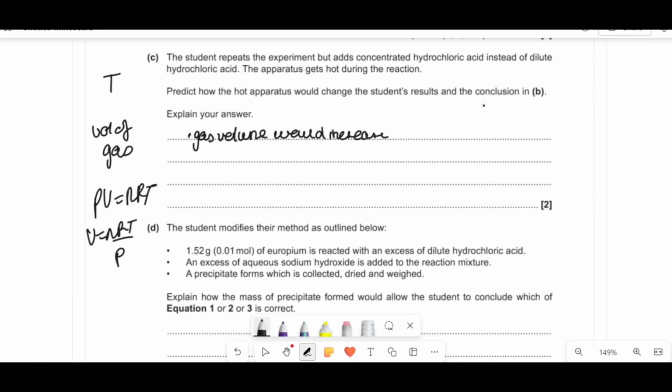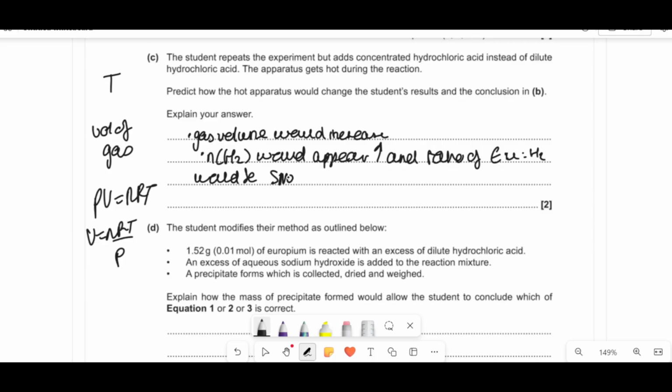So that would falsely tell us that there's more hydrogen made than there actually was in the reaction. So the moles of H2 would appear higher, and the ratio of europium to H2 would be smaller, or the other way around, you could say the H2 to europium would be higher, if that makes sense. Either's fine, as long as you're making it crystal clear that this is higher versus that.